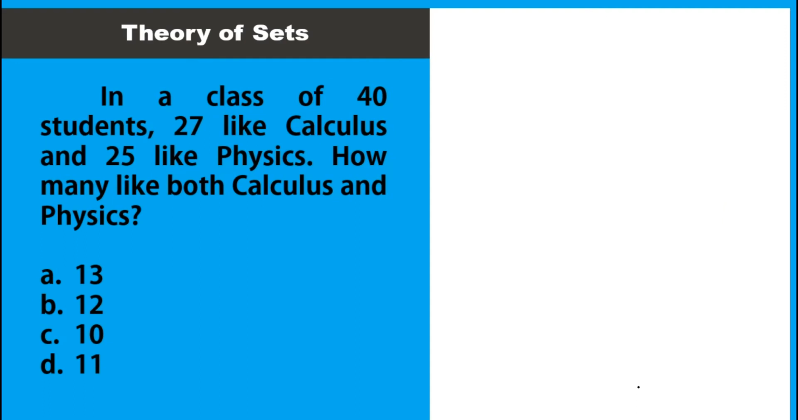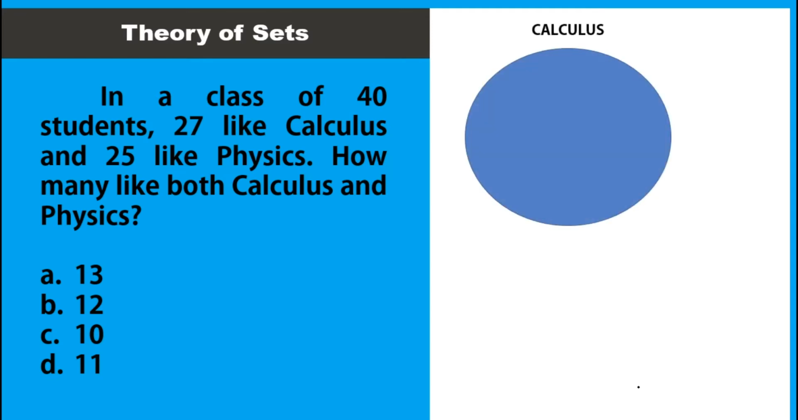For example, in a class of 40 students, 27 like calculus and 25 like physics. How many like both calculus and physics? Let's say this is the set of students for calculus and this portion is for physics. We can let x be the intersection of the two sets. We are required to find the intersection between these two, because we want both calculus and physics. So this is the intersection.